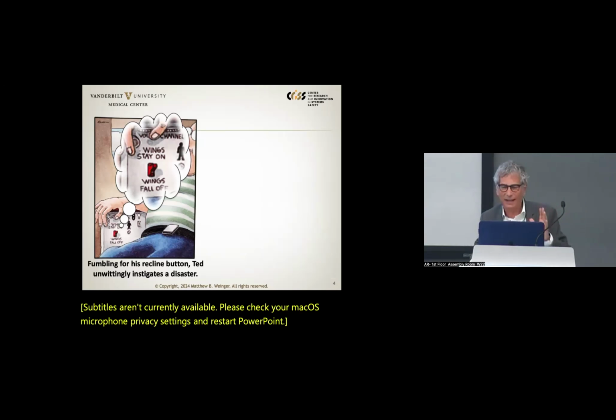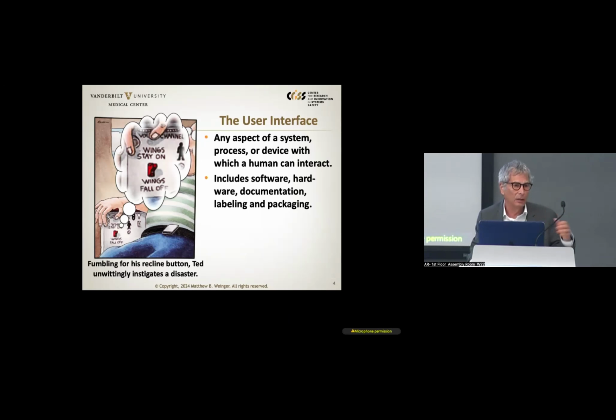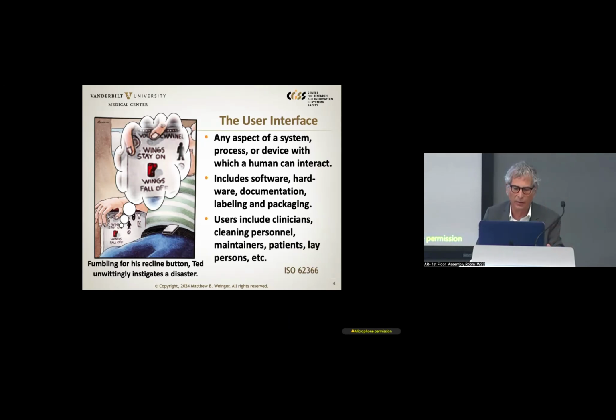Everybody agrees with that? So what is a user interface? And actually one of the previous speakers introduced this, so I'll say it quickly. Any aspect of a system, process, or device with which a human can interact. And it includes the recipient of the action. So AI working on patients, even if you don't have anything to do with it, part of that user interface is with the patient. It includes hardware, software, documentation, labeling, packaging, training, et cetera.